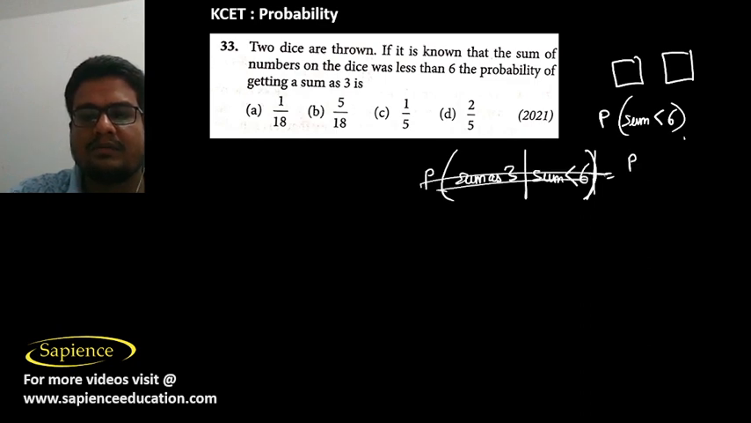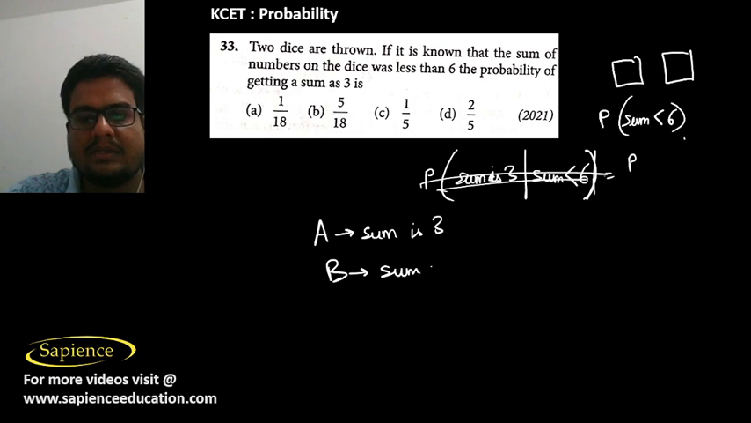So suppose here we assume one event A, where the event A represents the sum is 3, and B is the event where the sum is less than 6.